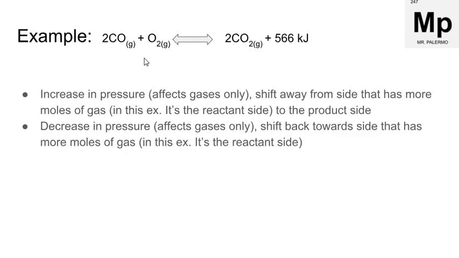Once you've established that, then any change that you do is going to be focused on this side. So if we increase pressure, add to this side, it's going to shift away from this side to the right, to the product side, and make more of this. All this will go up, and this stuff will go down. If I take away pressure by decreasing it, take away from this side, it's going to shift back towards it to replace it and restore equilibrium. And so therefore everything over here will have to go up, and everything on this side will start to decrease.